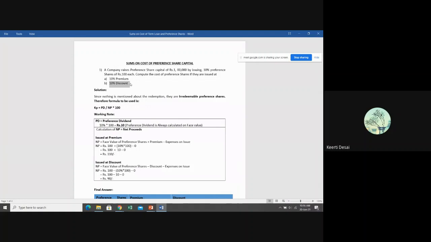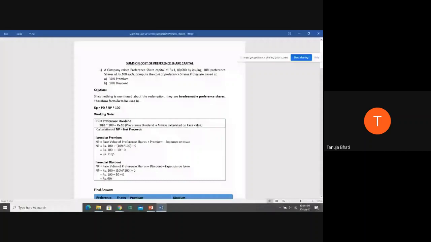Face value minus a discount minus expense on issue. Very good. So let us see the solution now. We have found out what is PD. We have found out what is NP in situation A as well as B. Now just let us put it in the form of solution.